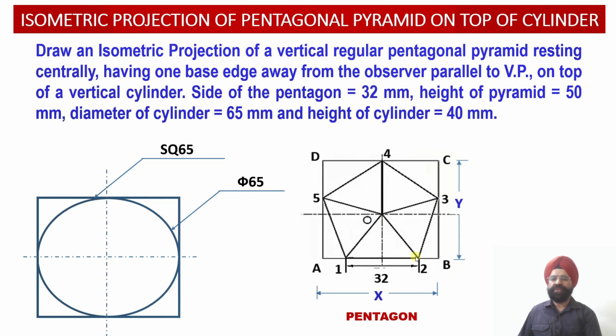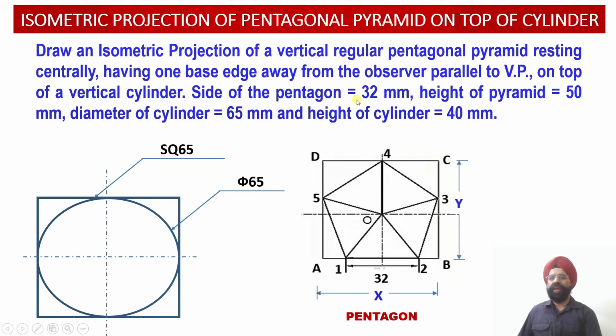So while we are constructing this pentagonal pyramid, we will see how we can locate this edge of the rectangle AB away from the observer and this edge of the rectangle CD. This will be drawn closer to the observer, right?